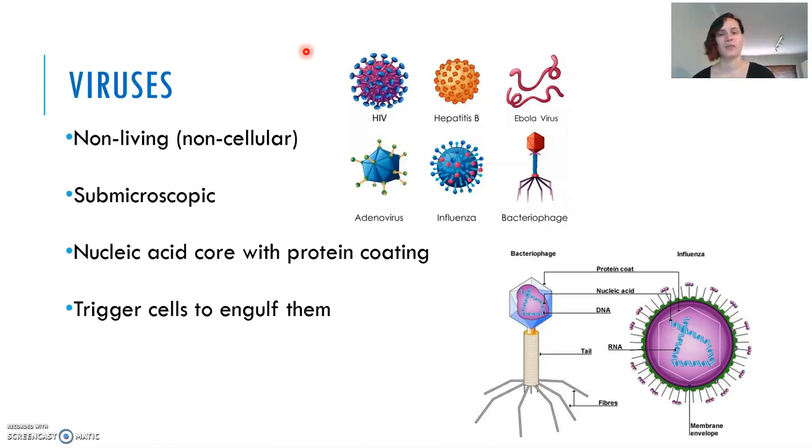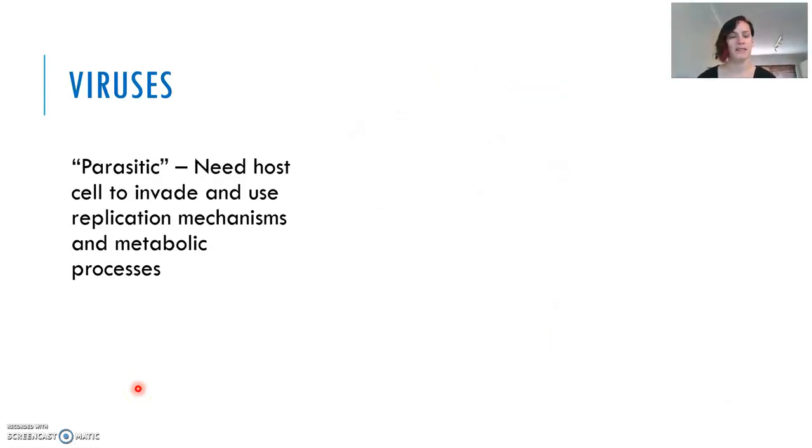They can trigger cells to engulf them because they are parasitic as well. They need cells to engulf them. It's not about living in an entire organism. It's about just entering a cell or two. They can spread really easily, which is why we say something has gone viral, because the transmission of these is very, very quick and easy. They are parasitic. They need a host cell, not a host organism, but a host cell to invade.